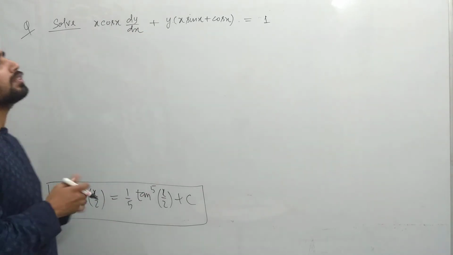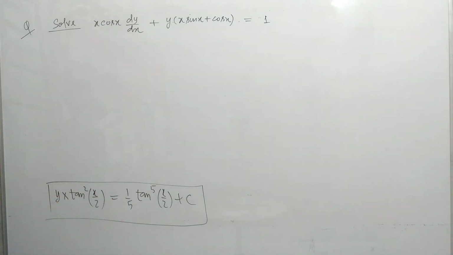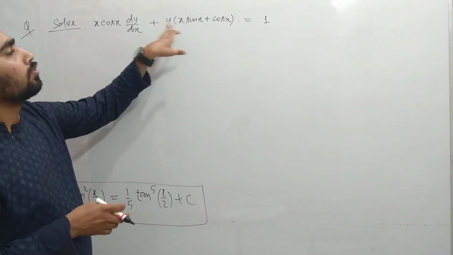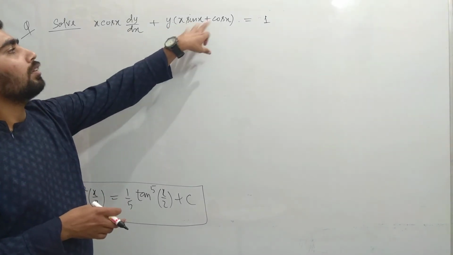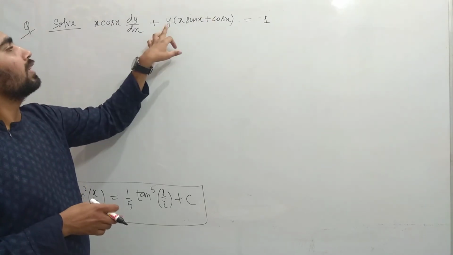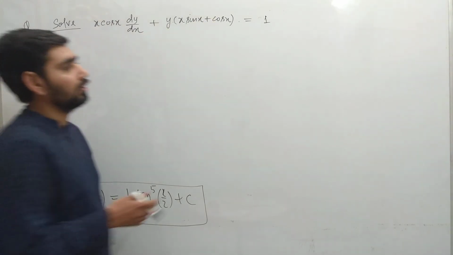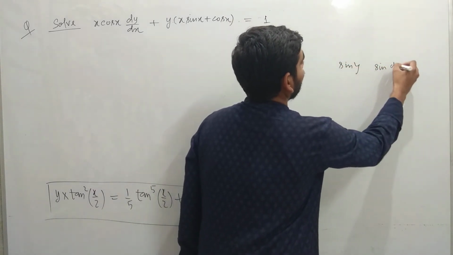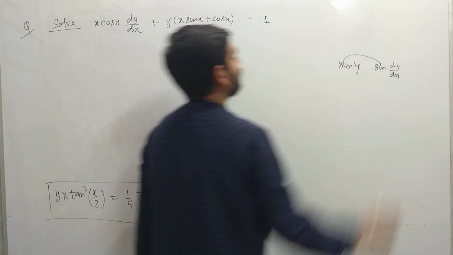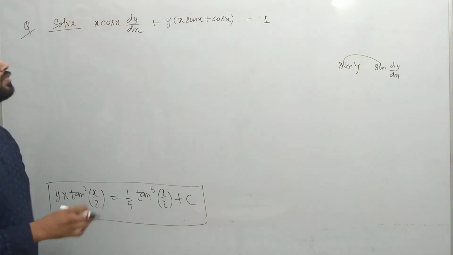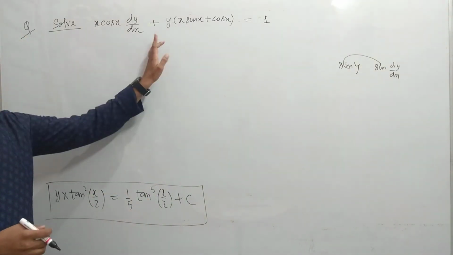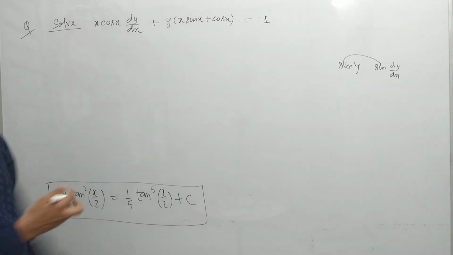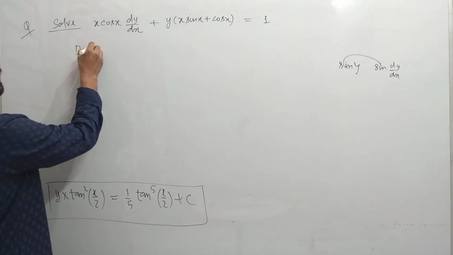And the third one is no transcendental function occurs with the dependent variable or the differential coefficient. So there is no transcendental function sine or cos with the dependent variable y or dy by dx. Means we don't have sine y or sine dy by dx or any other transcendental function with the dependent variable or differential coefficient. So it is a linear differential equation. It can be written in the standard form by dividing it with x cos x.